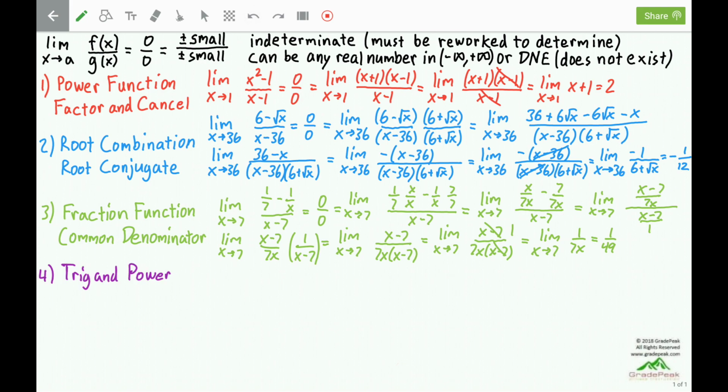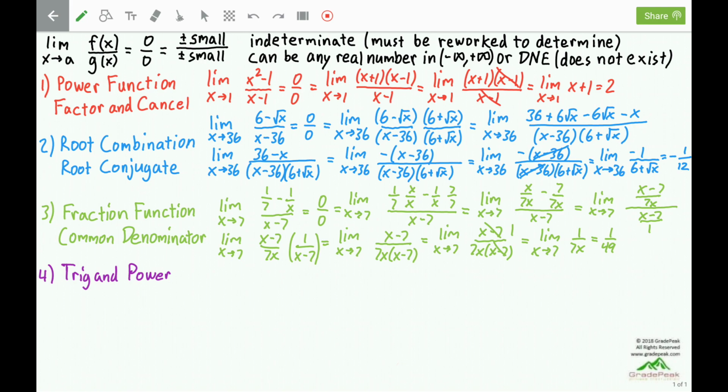Another type that you may encounter is the trig and power. This will involve a trig function. It can be any of the 6 trig functions: sine, cosine, cosecant, secant, tangent, and cotangent, together with power functions, x raised to a power.